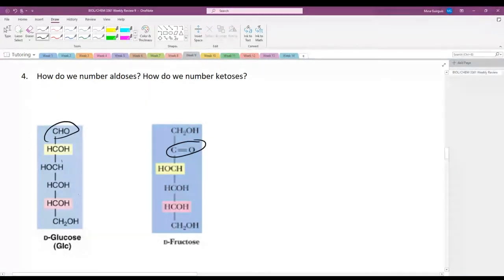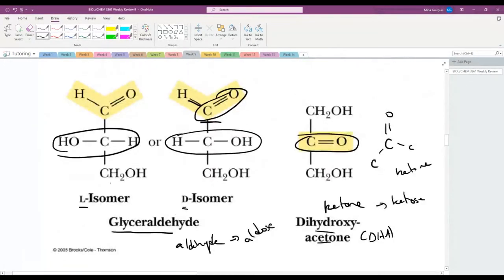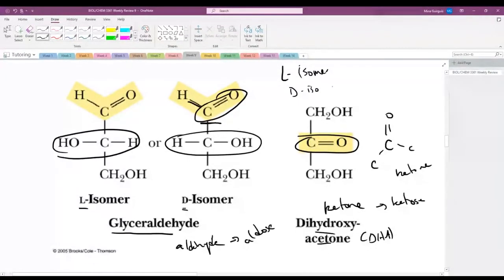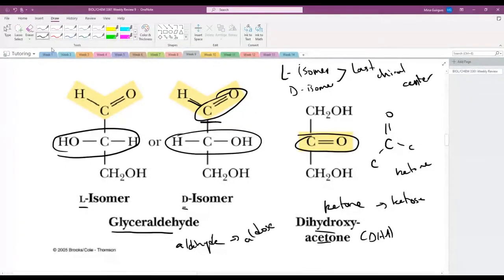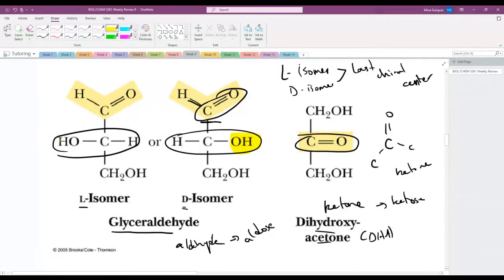So what we're really looking at is this in pink, the last chiral center, okay? And I do have a question about L and D isomers later. I just want to introduce it. L isomer, D isomer. All right, so what do we look for? The last chiral center. If the hydroxyl group is to the right, it is D. If the hydroxyl group is to the left, it is L.